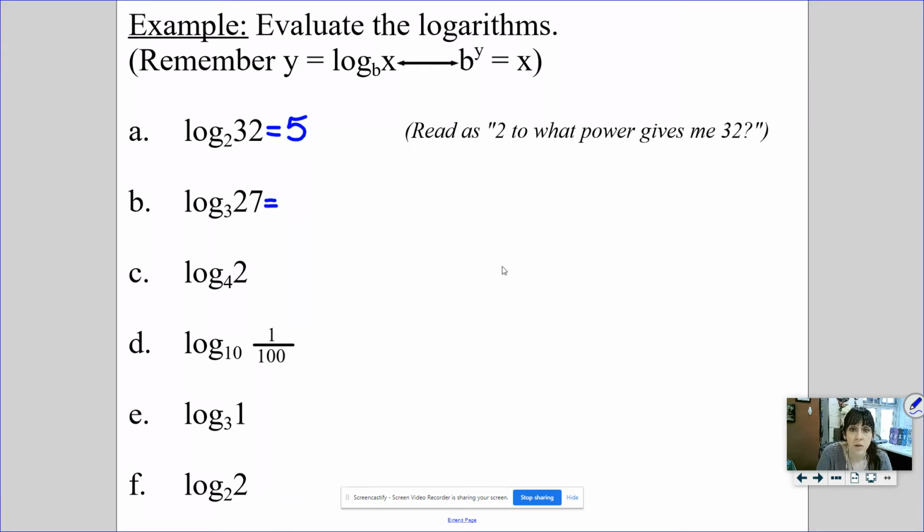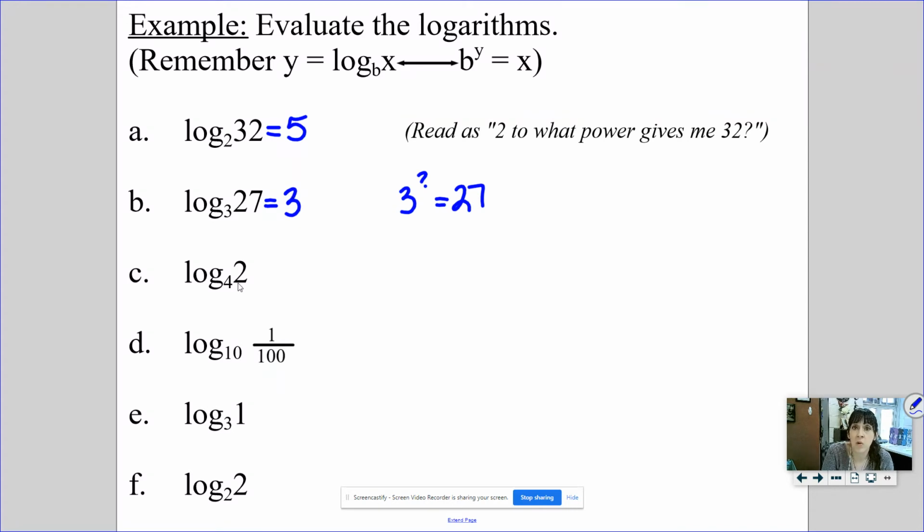Let's try another. Log base 3 of 27 would be 3 to what power equals 27? That's what you need to be thinking in your head. So what is it? 3 to what power does give you 27? That should be 3, okay?